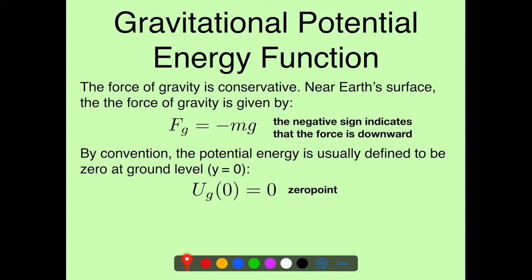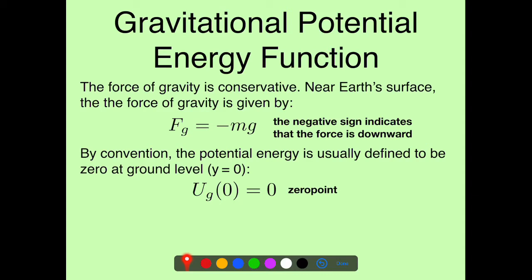So the first thing we have to do is remember how the force of gravity actually works. As long as we're staying close to Earth's surface, as long as we're not going way out into space and getting really far from the surface of the Earth, the force of gravity is constant and is given by m times g. And we put a little negative sign next to that just to indicate that the force is going down.